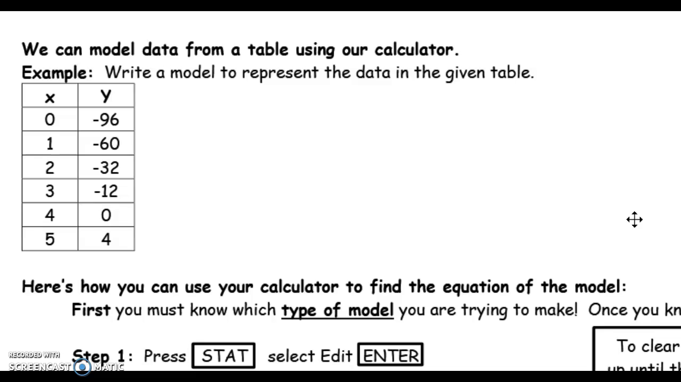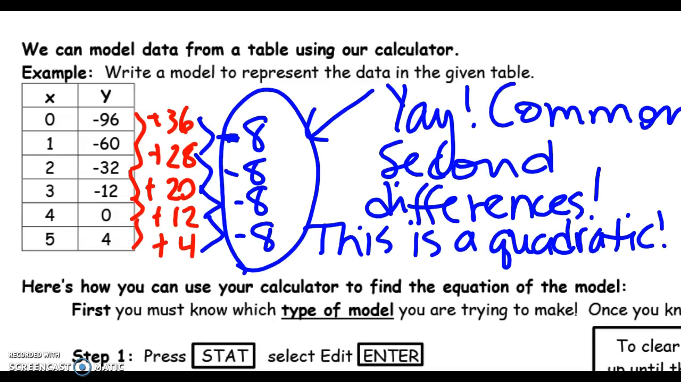Try finding the second differences to see if they're common. I hope that you found the same thing that I did. Our common second differences of -8 showed up over and over again with this table. That means that we know for sure that this is a quadratic equation. But how do we figure out how to write the equation? Well, I'm glad you asked. That's exactly what the information is a little bit lower on the page.